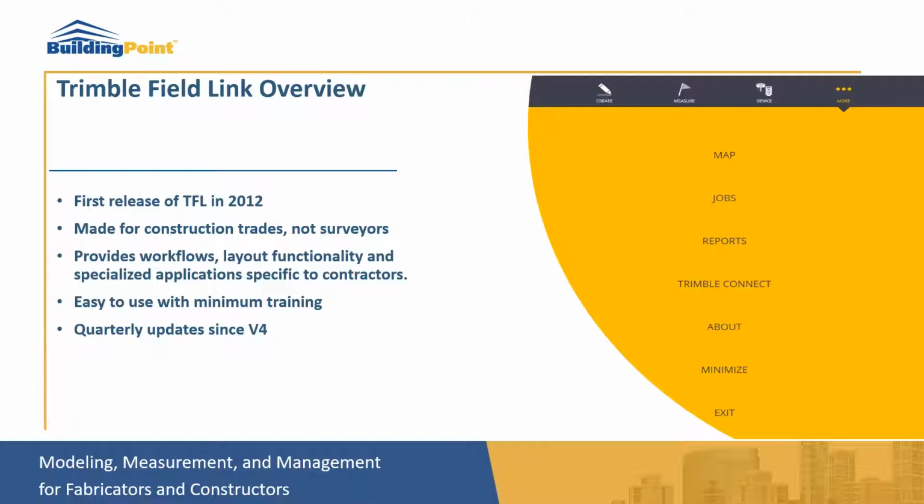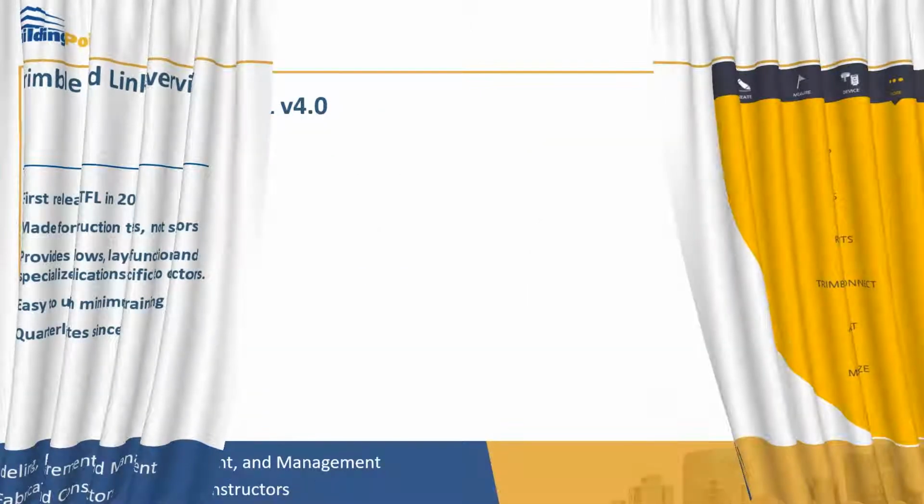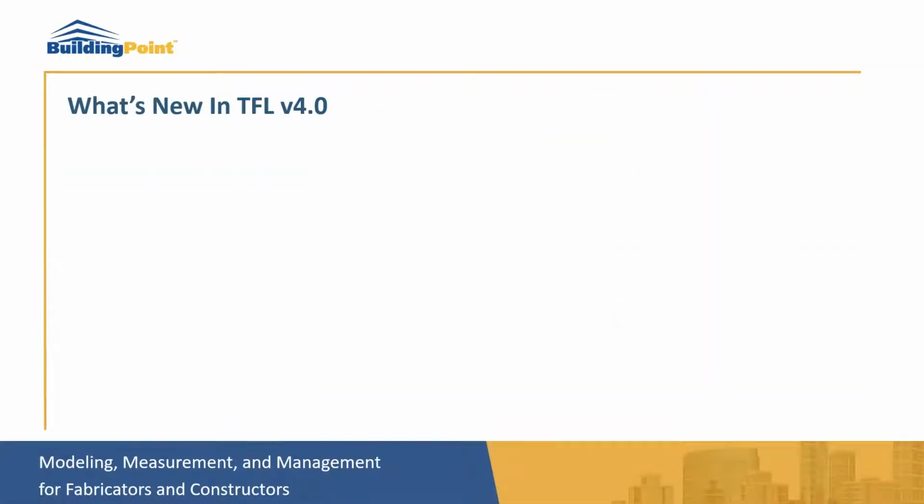And since version 4, we've been having quarterly updates and enhancements made available by Trimble. Version 4.0 was released in August 2016, and we are now on version 4.6 in September, and version 5 is at our doors. It should be coming out very shortly. So without any more wasting time, let's go and see what came in version 4.0.